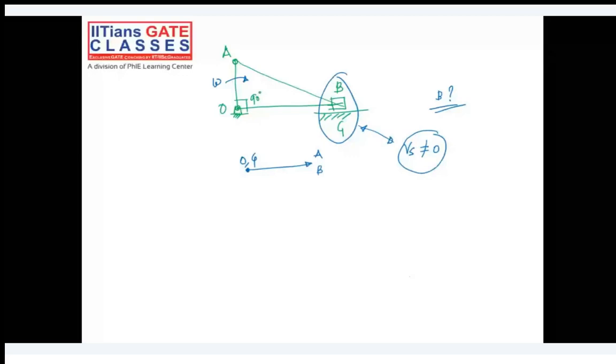Sir, we can get it from the I-center method also, no, sir? Yes, but I have not taught you the I-center yet. We will study I-center afterwards. You know that, but most of our other students don't know I-center. So I was asking on the basis of what I have taught till now.